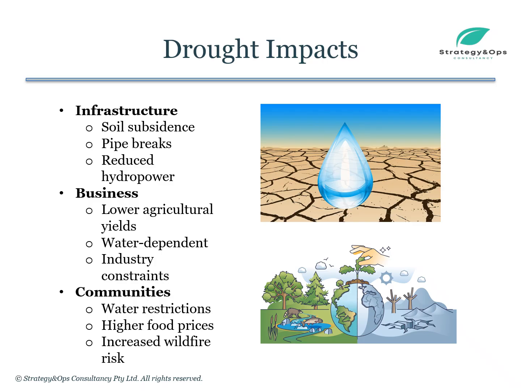Communities feel the effects through water restrictions, higher food prices, and increased wildfire risk. Dry, smoky conditions can also worsen air quality. Because drought builds over time, monitoring water levels and soil conditions early helps spot rising risk before major disruptions occur.